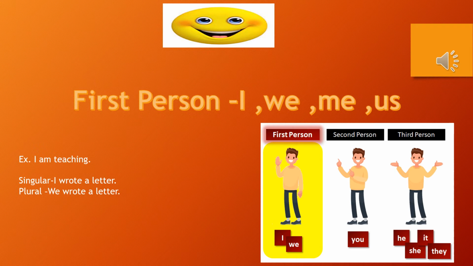First person pronouns mean the person who is speaking or talking. Or we can say pronouns of the first person refer to the speaker. Let's see this example. I am teaching. So, I is here the first person pronoun. Another example is I wrote a letter. For plural, it will be we wrote a letter. So for singular, the first person pronoun used is I, and for plural, the first person pronoun used is we.